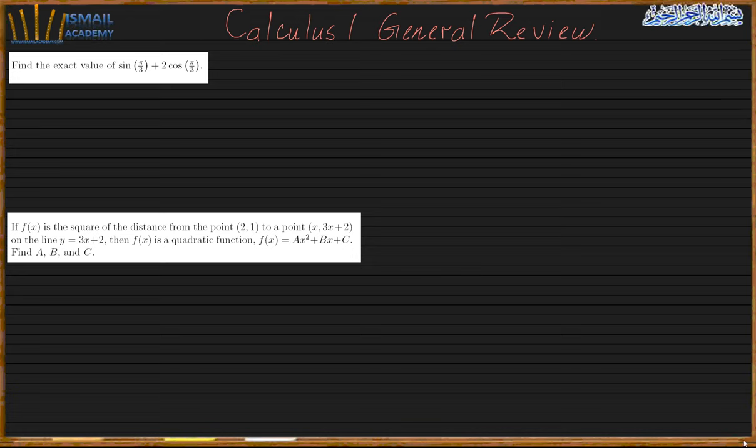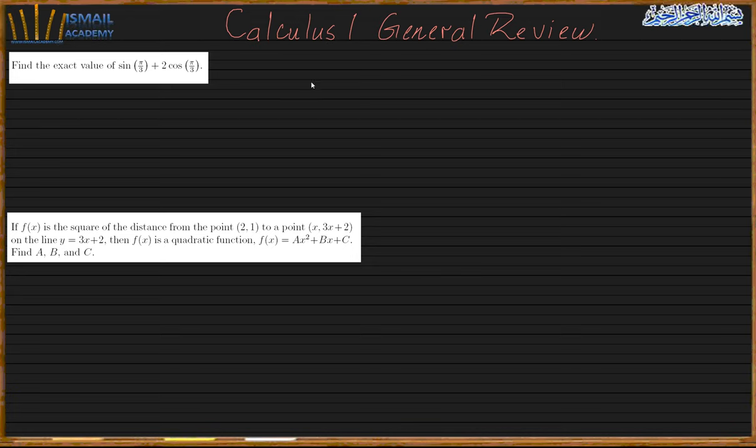The first question asks, find the exact value of sine pi over 3 and 2 cosine pi over 3. Here they ask for the exact value, so we don't need to use a calculator. We need to know the table values of sine and cosine. If you don't memorize the table or don't have the table, I will show you a short way to get those values.